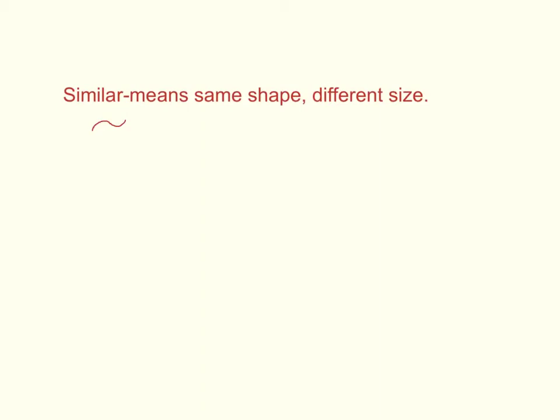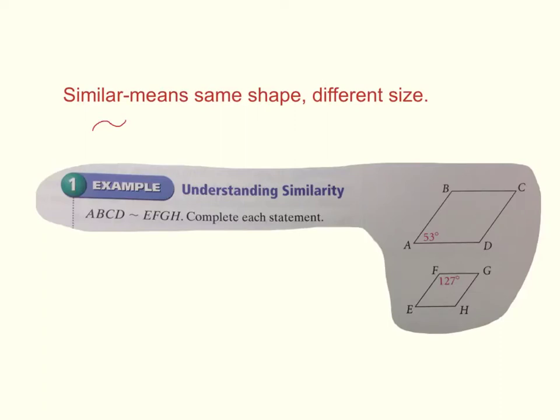Let's look at example 1 and see what we're talking about. In example 1, they tell us ABCD is similar to, again, this is the symbol is similar to, EFGH. So if we know that, again, similar means your angles are congruent, your sides are proportional, well, if A is 53 and A corresponds to E, then the measure of angle E must also be 53 degrees.